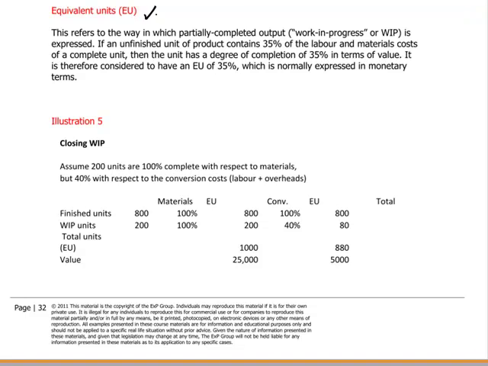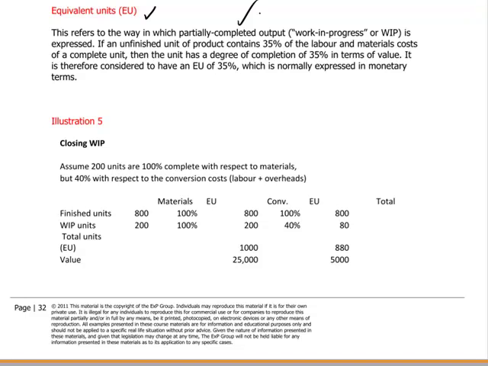Equivalent units is a way of being able to express the value of partially completed output, or as we say, work in progress, WIP. In other words, at the end of a given period, we may not have completed processing all of the units that were introduced into a process, and therefore we end up with a balance of partially completed product.